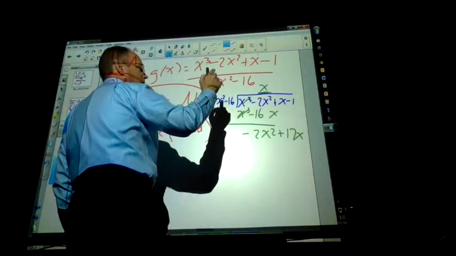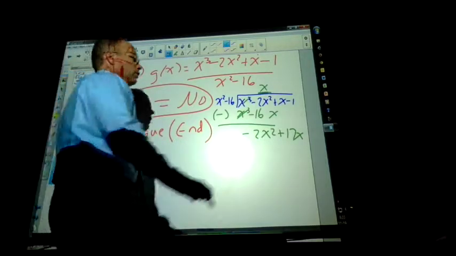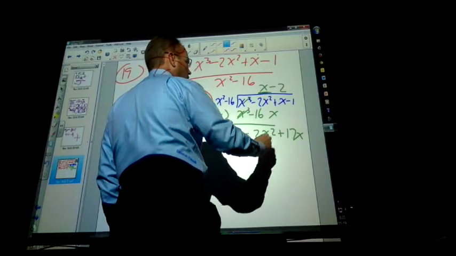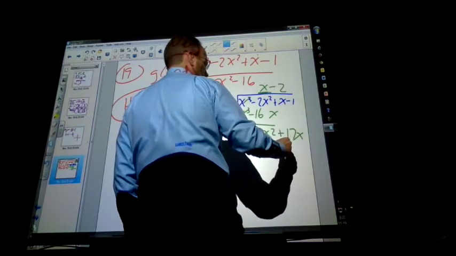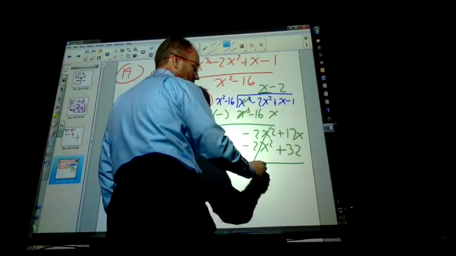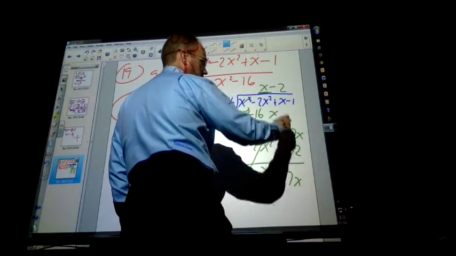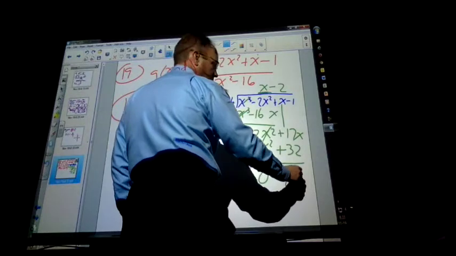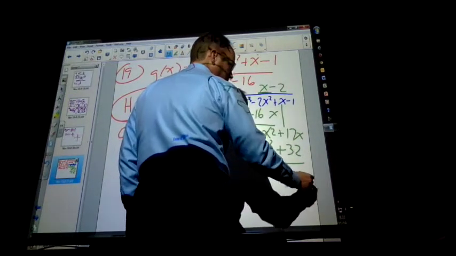Okay, what do you have to multiply times x squared to get negative 2x squared? Negative 2. And so that's going to give me negative 2x squared minus, or plus 32, excuse me. So I know that once these cancel out, I'm going to get 17x, 18x, excuse me, because it's combining with that, plus 32, minus 30, minus 33.